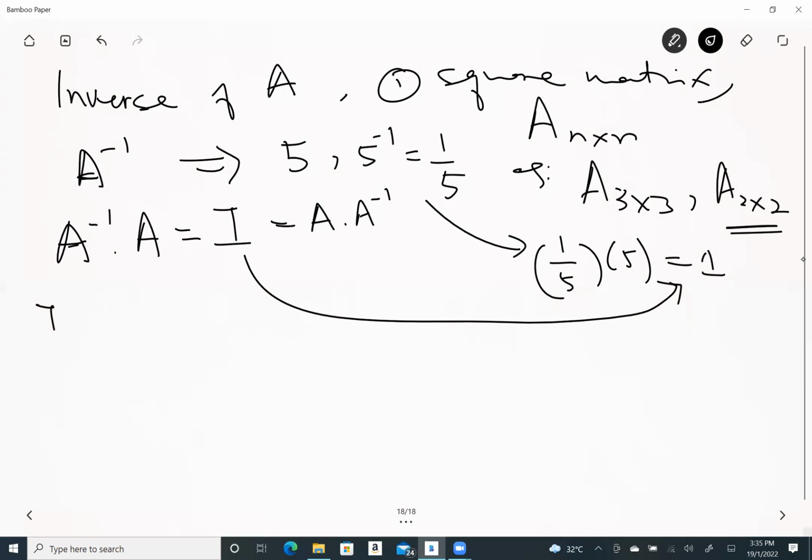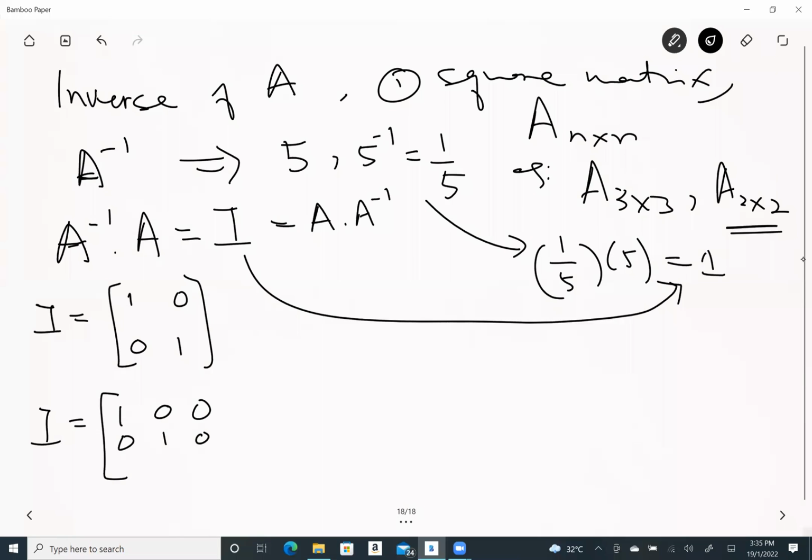And if you recall, the identity matrix is what? The elements in the primary diagonal are 1, the other elements are 0. So for 2 by 2, you get 1, 0, 0, 1. If it is a 3 by 3, I get 1, 0, 0, 0, 1, 0, 0, 0, 1. Okay, so that is the inverse of a matrix, 2 by 2, 3 by 3. So we just look at 2 by 2. Now, how do you get the inverse of a 2 by 2 matrix? Very simple, because it's just a 2 by 2.